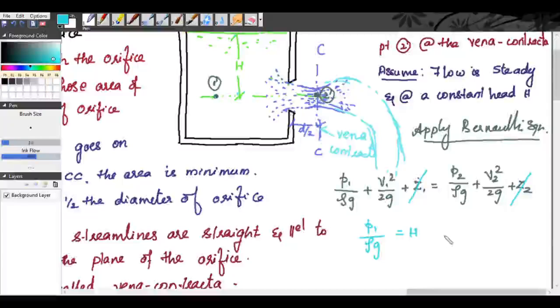Okay. Now, what is P2 by rho g? See, at the vena contracta, your height will be very minimum, almost approximately equal to 0. So we will consider P2 by rho g equal to 0, because here it is atmospheric pressure. At atmospheric pressure, the pressure head is equal to 0.